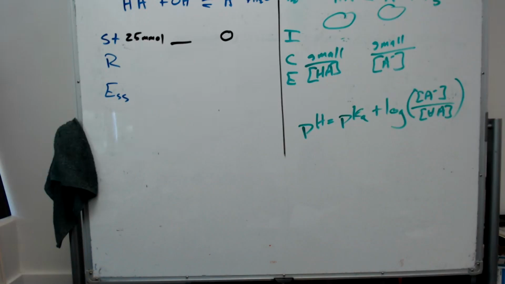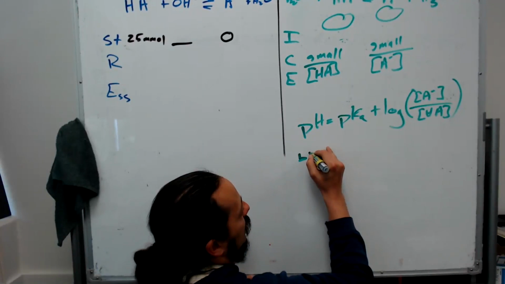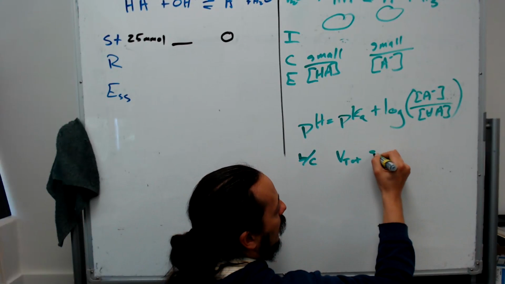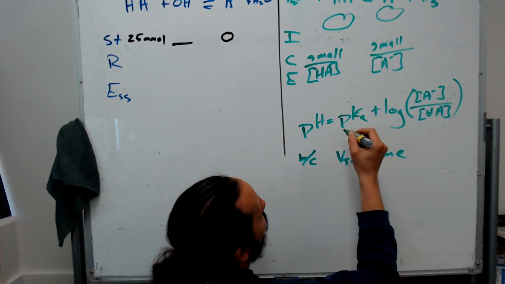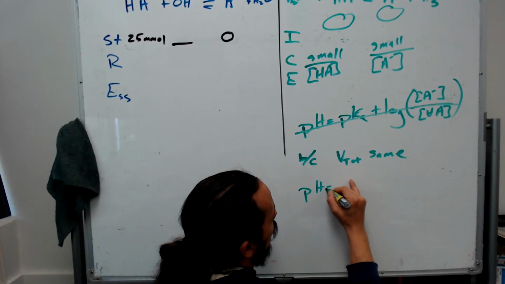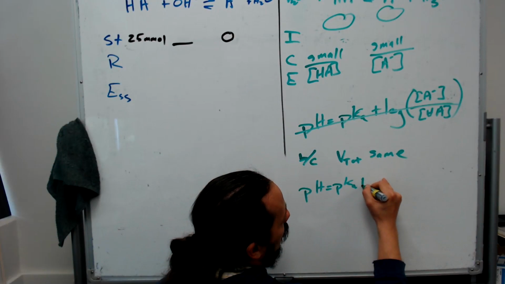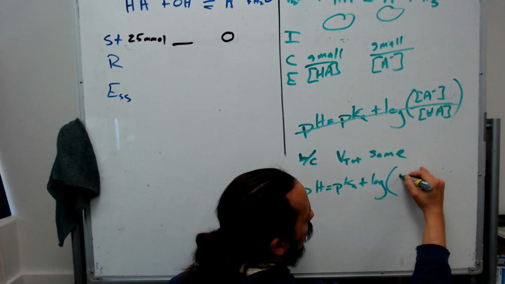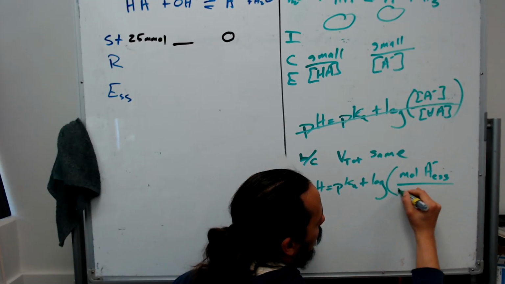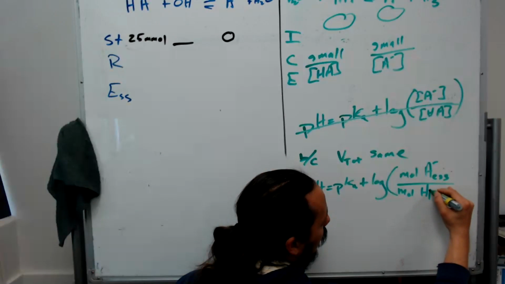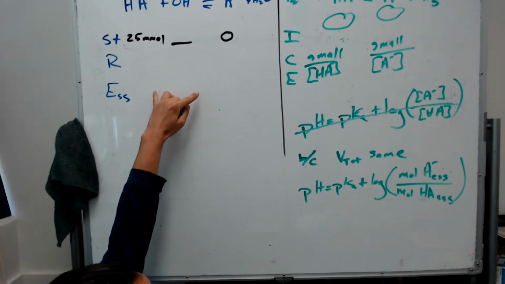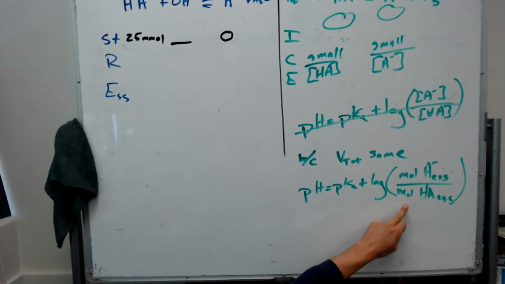We can use another trick. Because the total volume is the same, we can get rid of this equation and switch it to be pH equals pKa plus log moles A minus at the excess point divided by moles HA at the excess point. Right? So if I can get these numbers at the end here, I can plug those directly in.